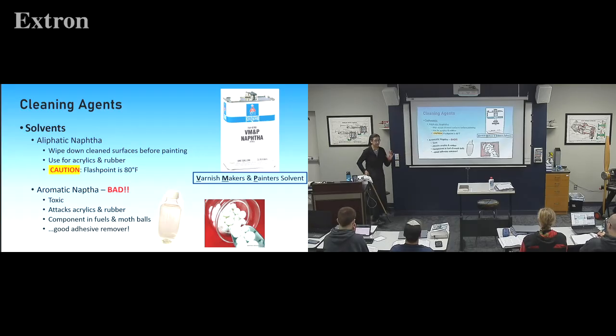Now, be very, very careful. Do not use it on or in an aircraft because the flash point is 80 degrees. So, if you have a part you're taking off the aircraft in a well-ventilated room with a fire extinguisher, nice and cool, you can use it, but do not use it on the aircraft. But it works well. VM&P, varnish makers and painters solvent, pretty common.